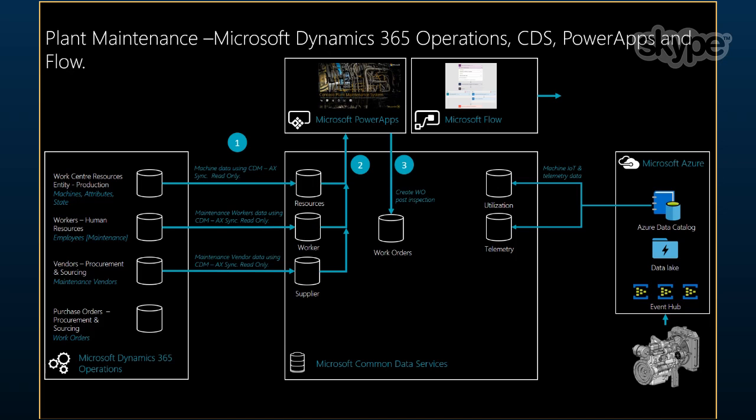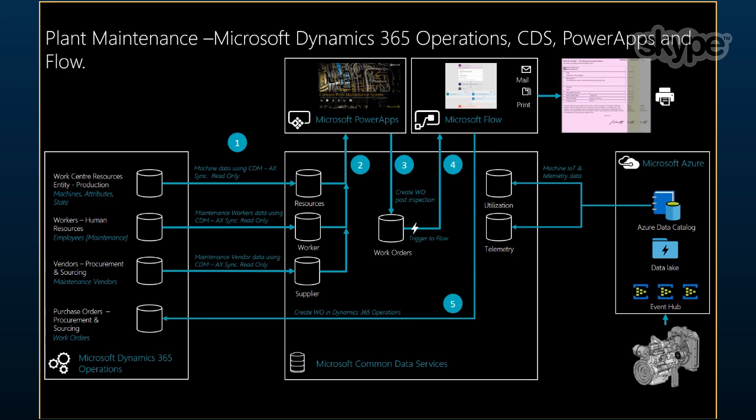From the Power App, a worker can go ahead, inspect an equipment, and post a work order. Once the work order comes into the Common Data Service, we use Microsoft Flow, which is another product, but it is extremely tightly integrated with Power Apps and CDS. Microsoft Flow takes the work order and then sends it back into Microsoft Dynamics 365 for operations as a purchase order. You can have any source system as long as you have the connectors available in Flow. We have all the Dynamics 365 product connectors available in Flow.